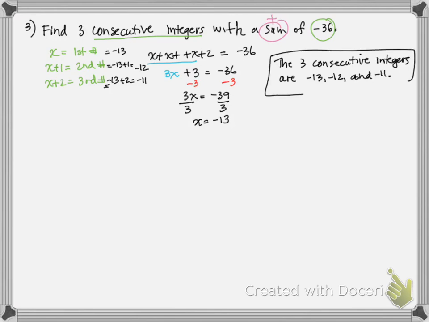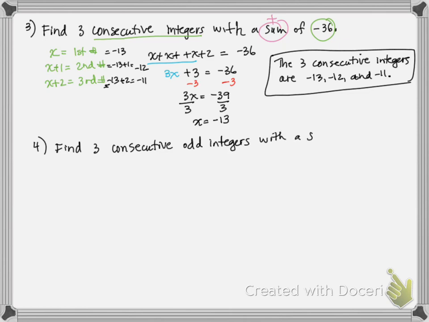Okay, and then one more. Find 3 consecutive odd integers with a sum of 75. Okay. So again, we have consecutive and it mentions odd.